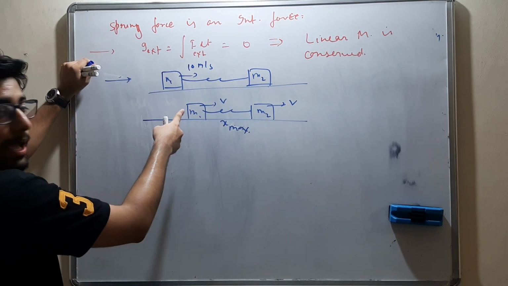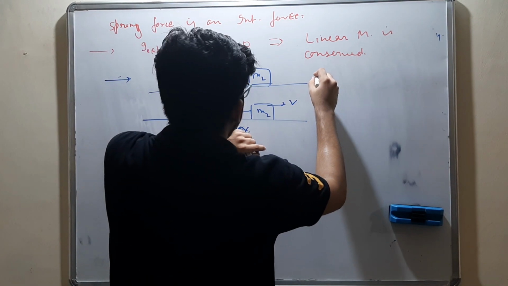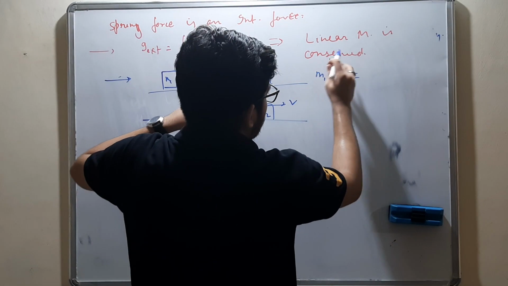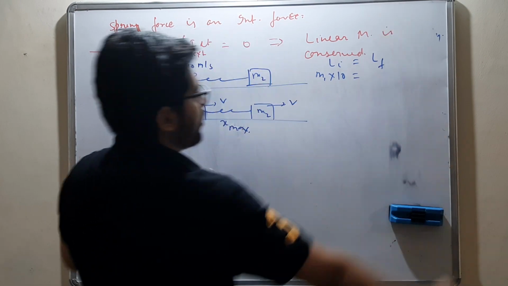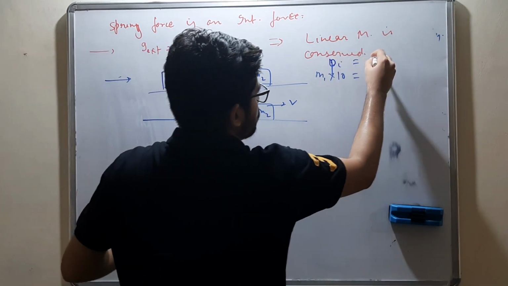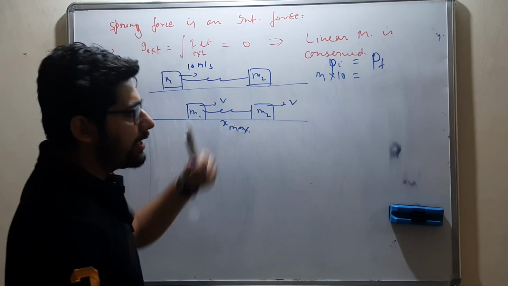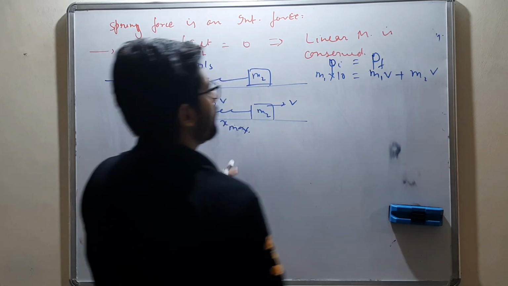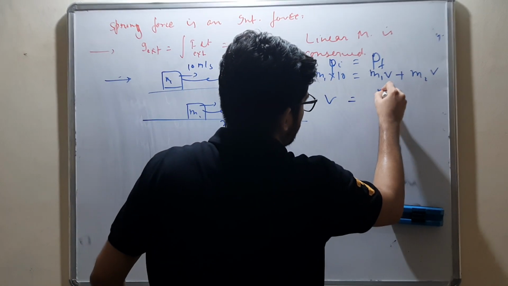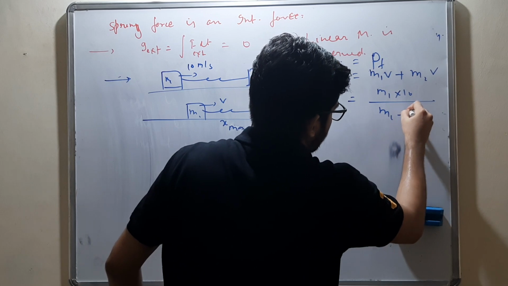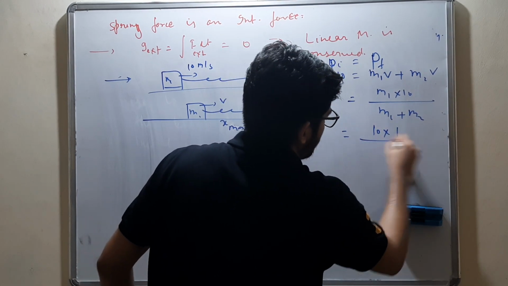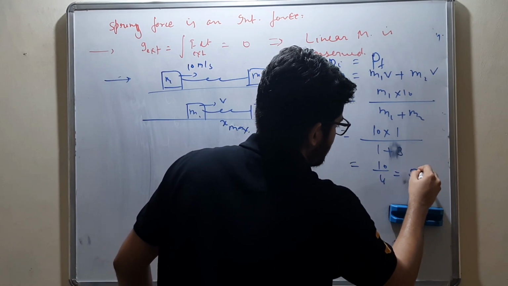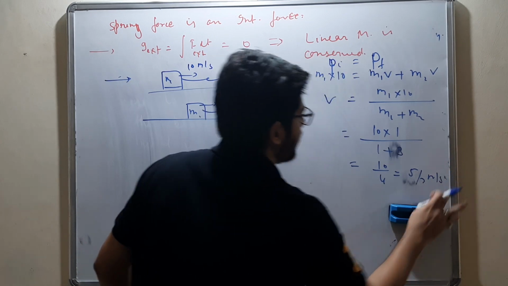By applying momentum conservation, P initial is equal to P final, because we are using linear momentum. m1 into 10 is the initial momentum, equal to m1 into v plus m2 into v. So v is m1 into 10 upon m1 plus m2. Putting the values, 10 into 1 upon 1 plus 3, so 10 by 4, that means 5 by 2 meter per second. This will be the velocity.